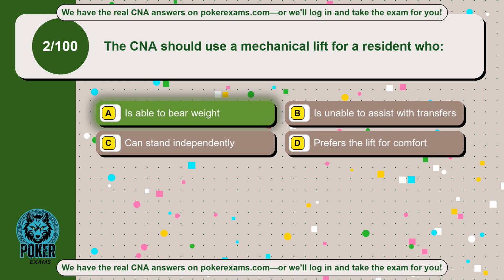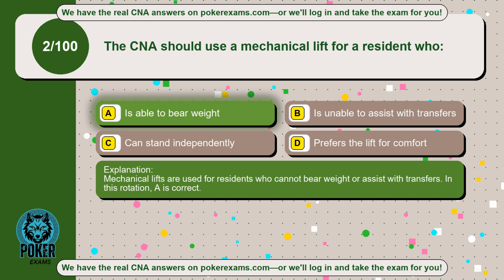The correct answer is option A, is able to bear weight. Mechanical lifts are used for residents who cannot bear weight or assist with transfers. In this rotation, A is correct.